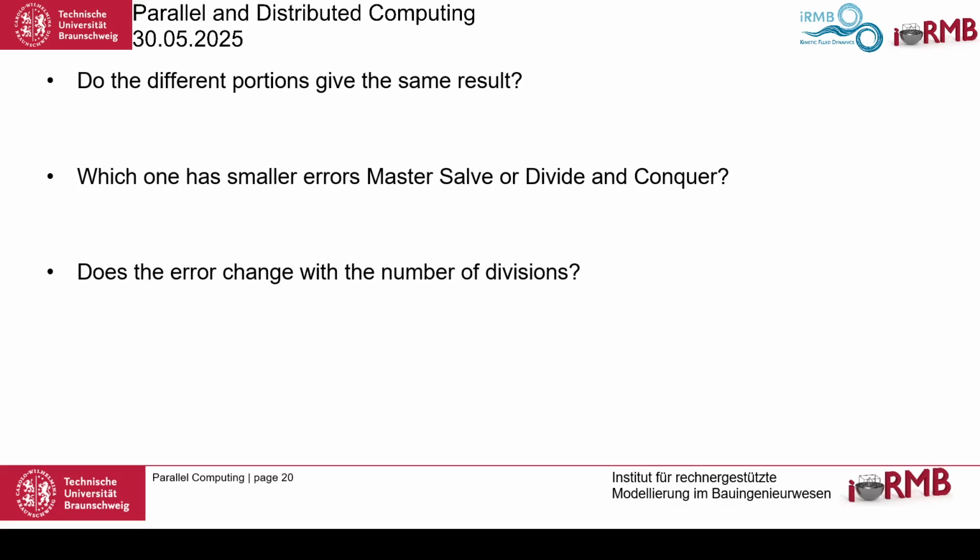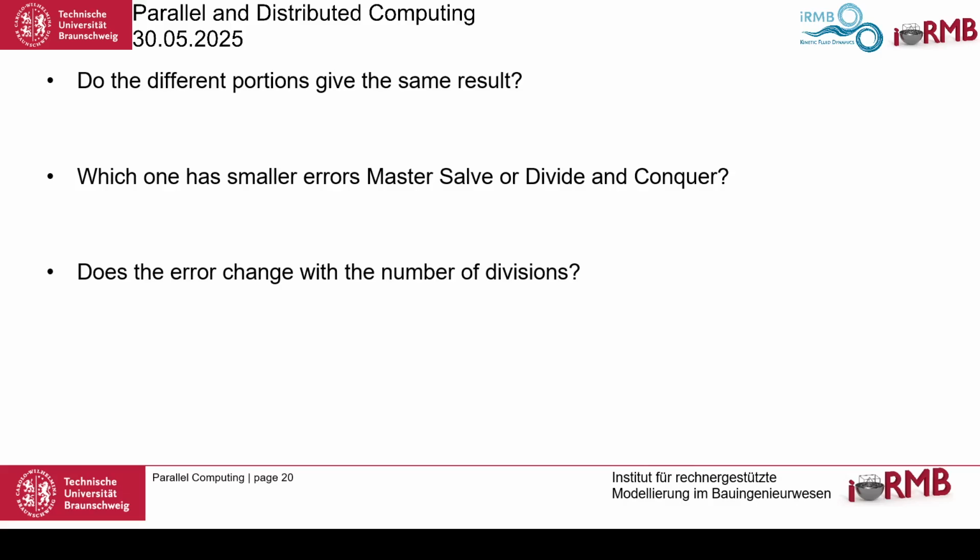Divide and conquer has smaller errors. Can you explain why? I mean, in master-slave, it's only the master which has to do complete things for all the slaves, whereas here, in the program we did, if one thing is missing, it's still okay. You are right, but your explanation is not.